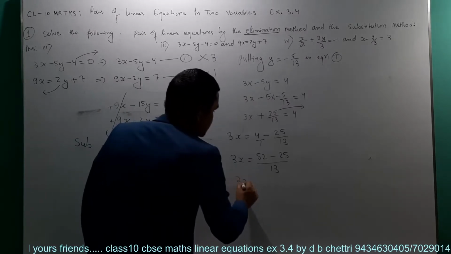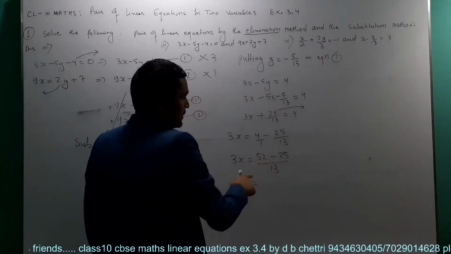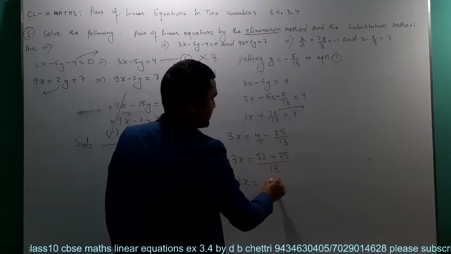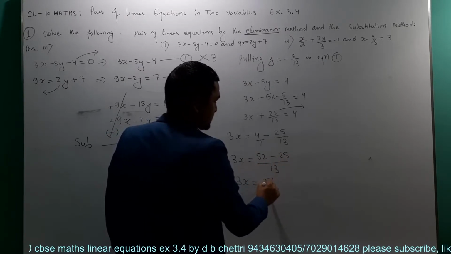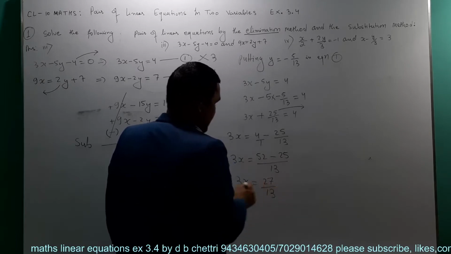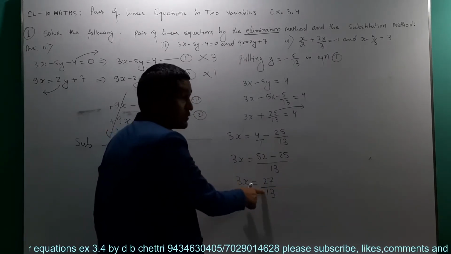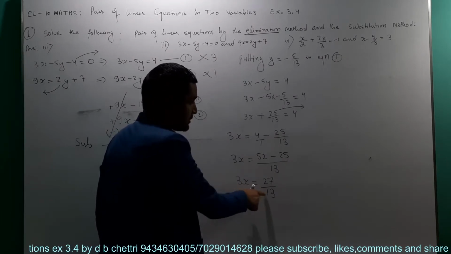Now then 3x is equal to their difference, which is how much? 12 minus 5, 7, then 4 minus 2 and by 13. And remember, this number multiply number always goes down to the other side. That means it gets multiplied with 13.